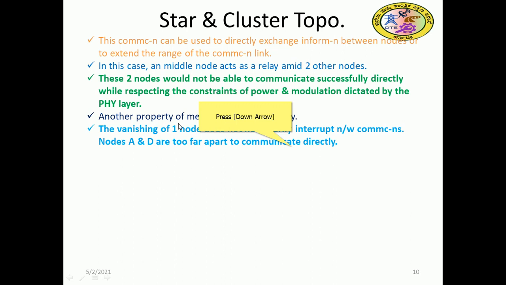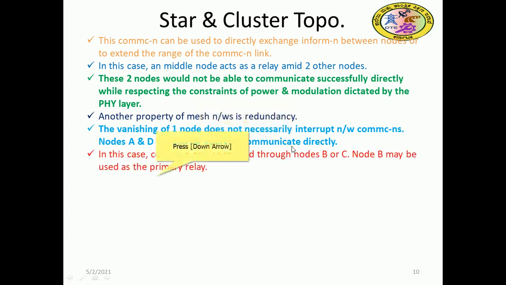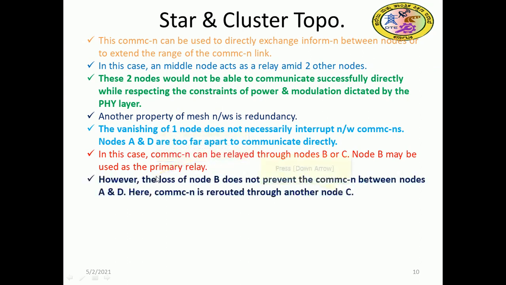As an example, take nodes A and D, two far apart nodes, communicating directly. In that case, communication can be relayed through B and C. B and C are the intermediate nodes between A and D. Node B may be used as the primary relay. However, the loss of node B does not prevent communication between the nodes.